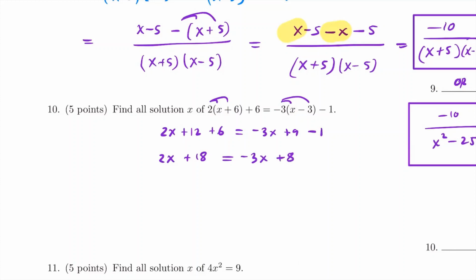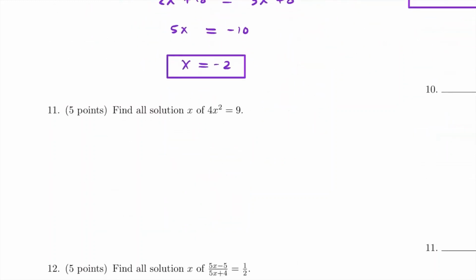And we move terms around. So I'm going to go ahead and add 3x to both sides. So that gives me a 5x. And then subtract 18 from both sides. Gives me negative 10. And now I can divide both sides by 5, that leaves me with x equals negative 2. So that's our answer for this problem. If you want to check, you can simply plug it back into the original. All right, here's number 11.